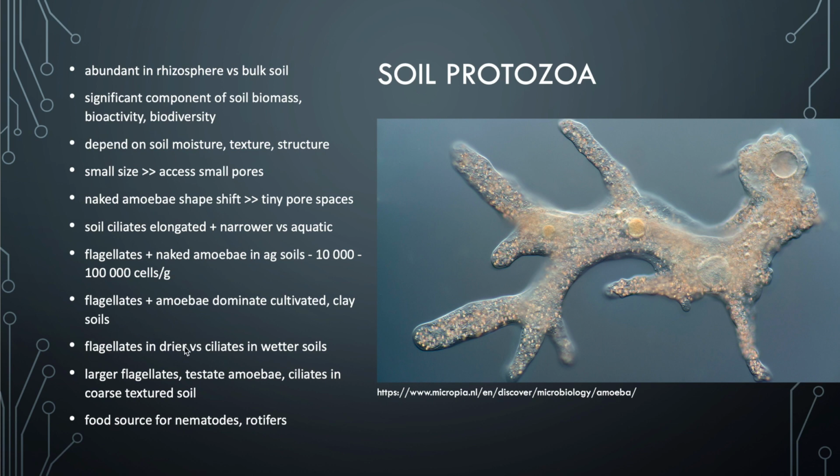Flagellates can be found in drier soils versus ciliates, which require wetter soils, and are also able to withstand reduced oxygen conditions that wetter soils provide. Larger flagellates, testate amoebae, and ciliates are found in coarse, textured soils. And of course, it is very important to have soil protozoa, soil protists, in the soil ecosystem, as they are a very important food source for nematodes and rotifers, which are multicellular soil-dwelling organisms.